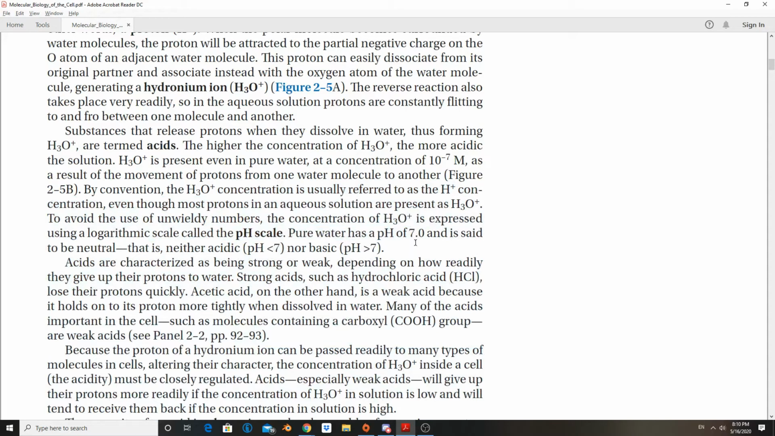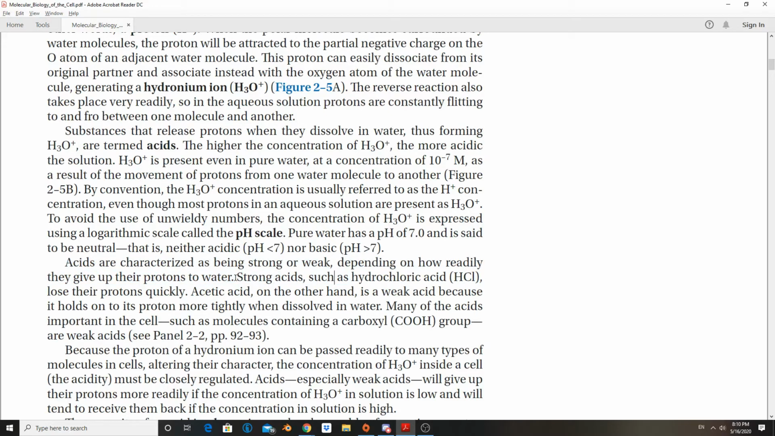So the pH scale is a logarithmic scale. It's the negative logarithm of the concentration of H3O plus ions. So let's say you had 10 to the power minus 7. What's the log base 10 of 10 to the power minus 7? That's just negative 7. And then if you were to take the negative of that, that would just be 7. So that's a pH of 7, and a pH of 7 is just pure water, as you can see here. It's the pH of completely neutral water, and if you throw an acid or a base in there, that's going to change.